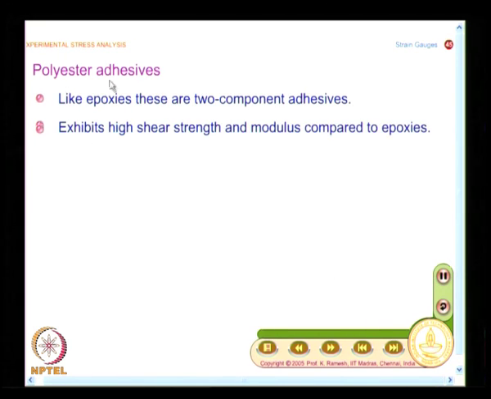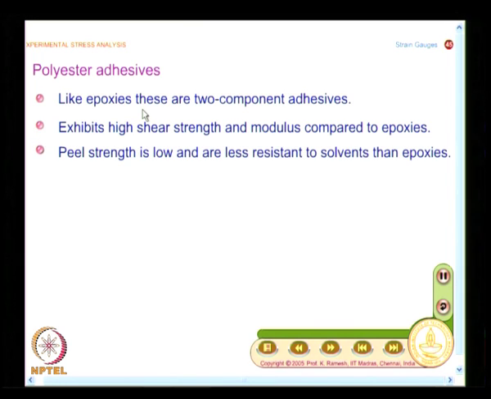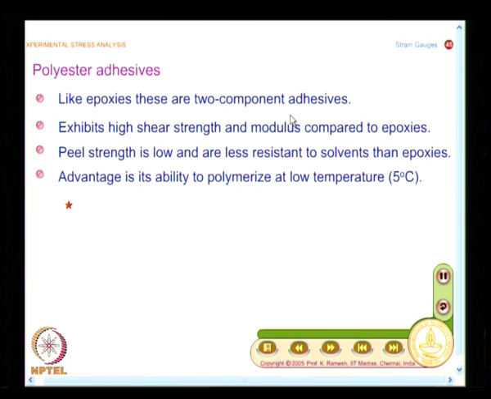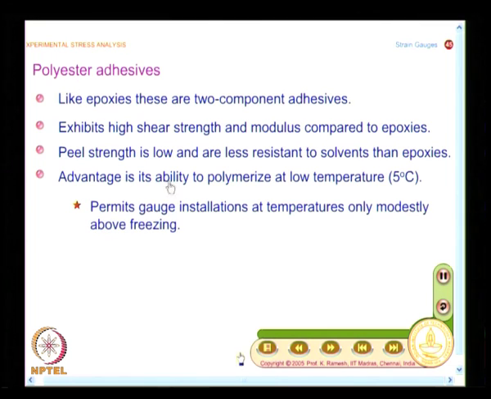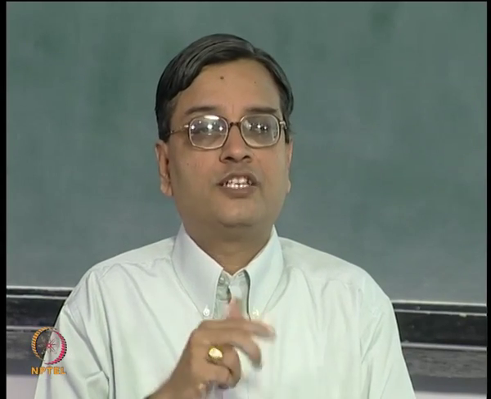And polyester adhesives are very similar to epoxies, they are also two component adhesives, and the advantage of polyester is its ability to polymerize at low temperature, about 5 degrees centigrade. So, it permits gauge installations at temperatures only modestly above freezing temperature. What you find is its peel strength is low and it is less resistant to solvents than epoxies. It exhibits higher shear strength and modulus compared to epoxies, and it is very similar to epoxy adhesive, but it is useful for low temperature application.